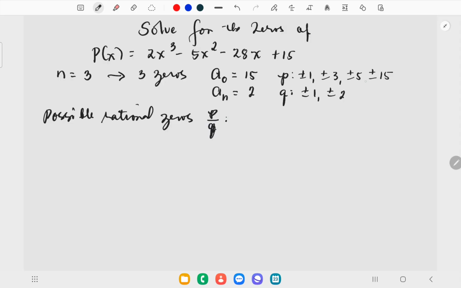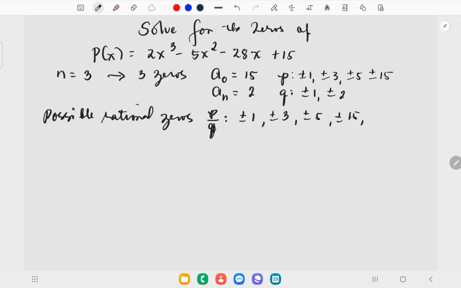So each of the P's should be divided by each of the Q's. Let's list them down. 1 divided by 1, I will no longer say plus and minus, I'm just going to write plus and minus 1. 3 divided by 1 is plus and minus 3. 5 divided by 1, 5. Then we have 15 divided by 1 is 15.